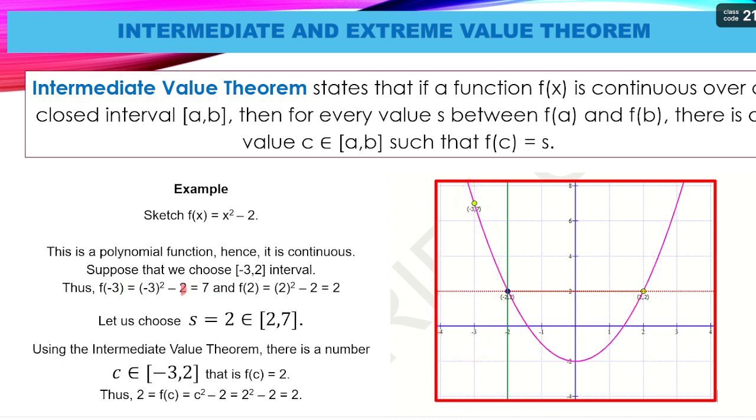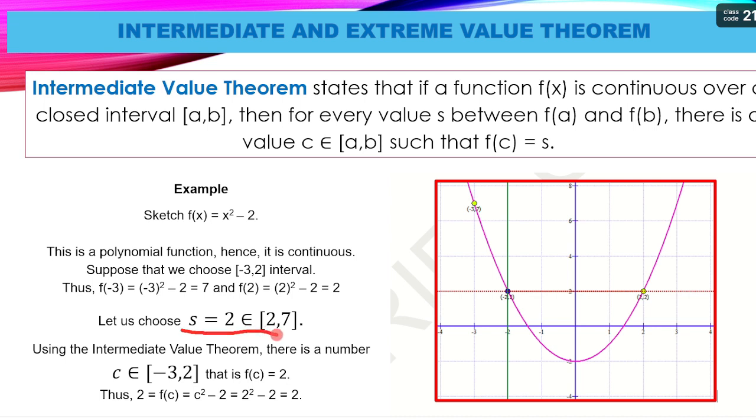And if we're going to plot negative 3 in our function, then we will get negative 3, and then that is equivalent to 9 minus 2, so that is 7. So negative 3, 7, this one. And then if we plug in 2 for every x, we have 2 squared is 4 minus 2 is 2. Say we have positive 2 here. And then let's choose S.